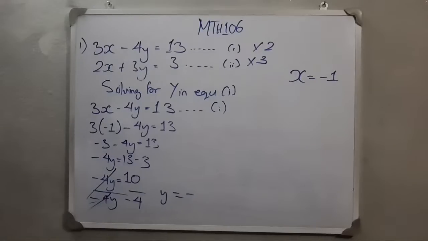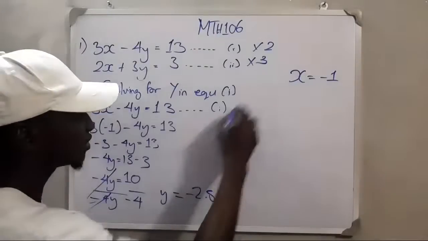So Miss Blessing, how did you get your 3? Well, let's try and solve from equation 2 and see what we get. Calculator. Alright, we have that is minus 2.5. But let's check.